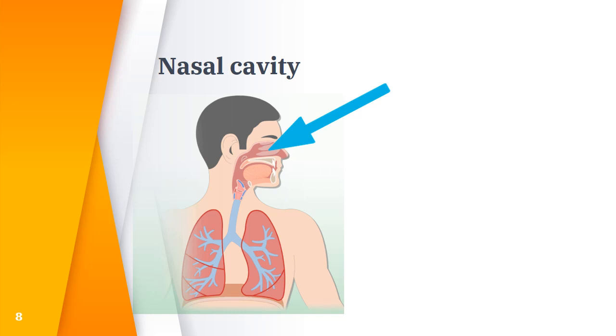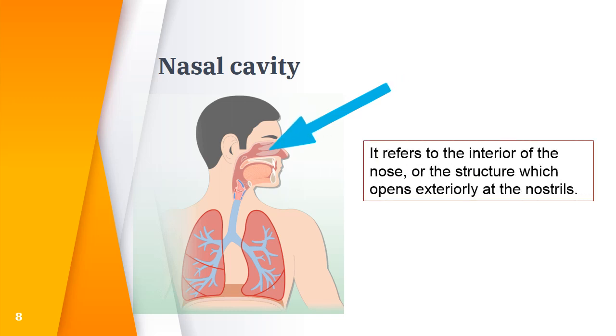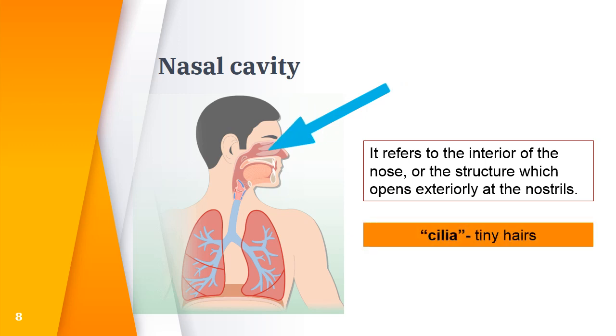This part is what we call the nasal cavity. It refers to the interior of the nose, or the structure which opens exteriorly at the nostril. In our nose, we could notice tiny hairs. These are what we call the cilia. This is important because it traps the dirt or the entry of foreign materials in our nose. And of course, our nose is very important because it gives us the sense of smell.